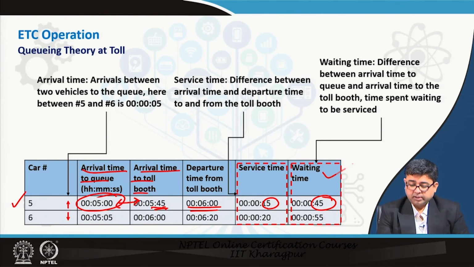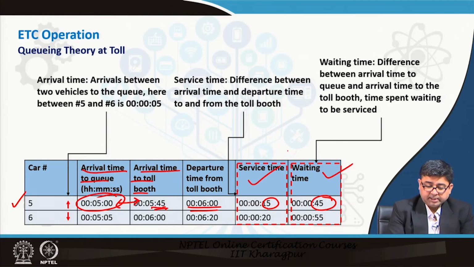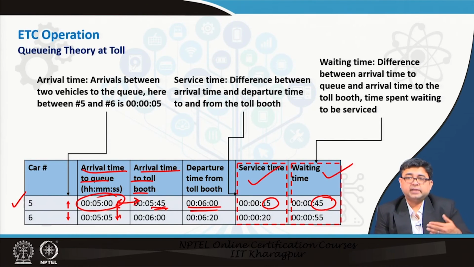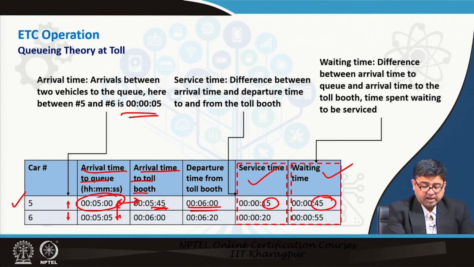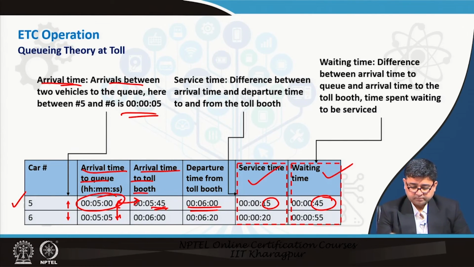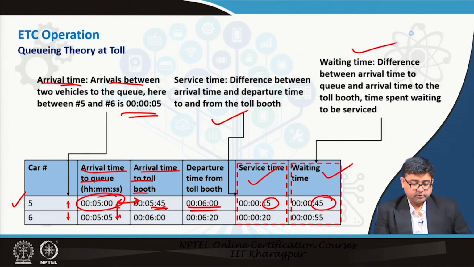So, that is what is called waiting time, and this is what is called service time. The arrival time between two cars you can calculate by the difference between when the next car arrives at the end of the queue in relation to the car in front of it. So, if arrival time is to be calculated, the arrivals between two vehicles to the queue here are 5 seconds. Service time and waiting time we have already talked about.